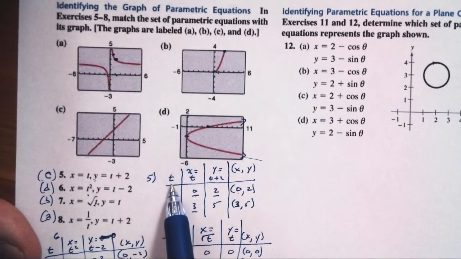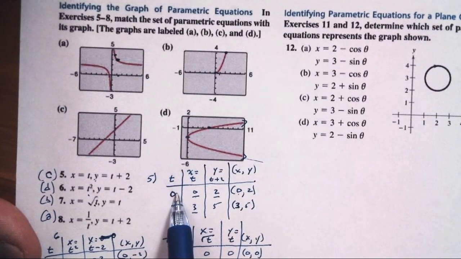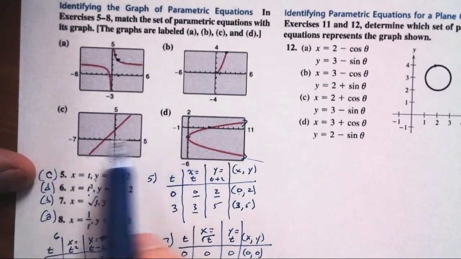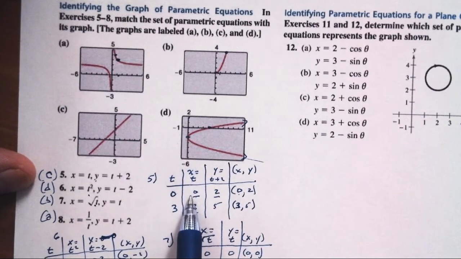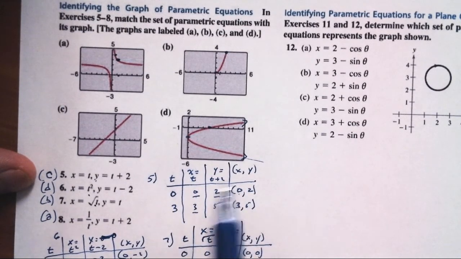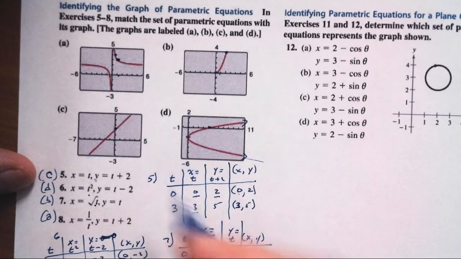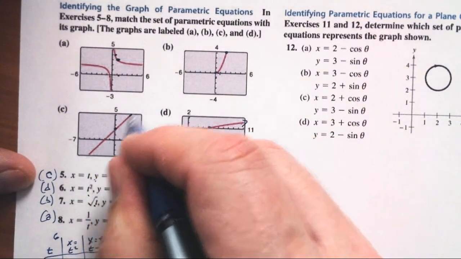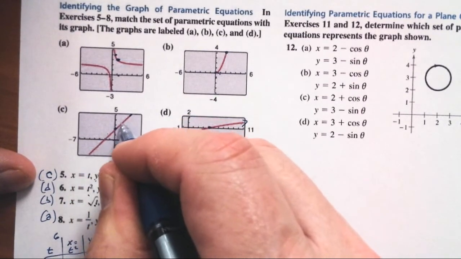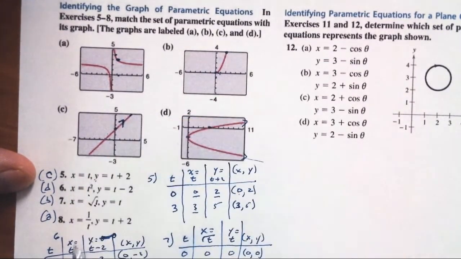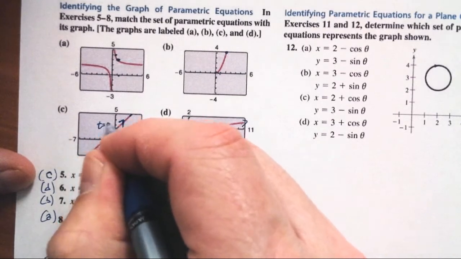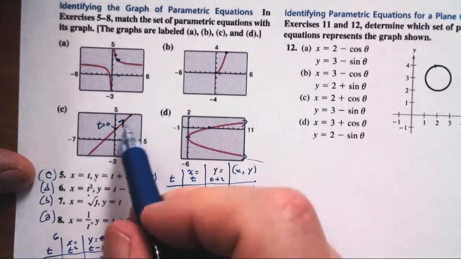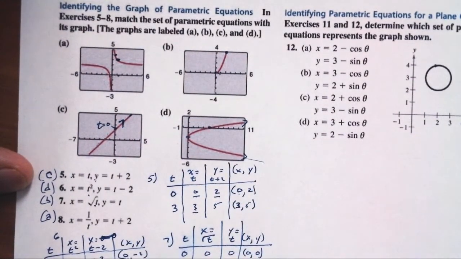So let's look at 5. Number 5, which corresponded to graph C, at 0 we were at 0, 2. And then at time equals 3, we were at 3, 5. So the orientation of the graph is we're moving from bottom to top. So I'm just going to put an arrow in there. Other things you might put in there, you might put a location there. You might put a location at a lot of points.